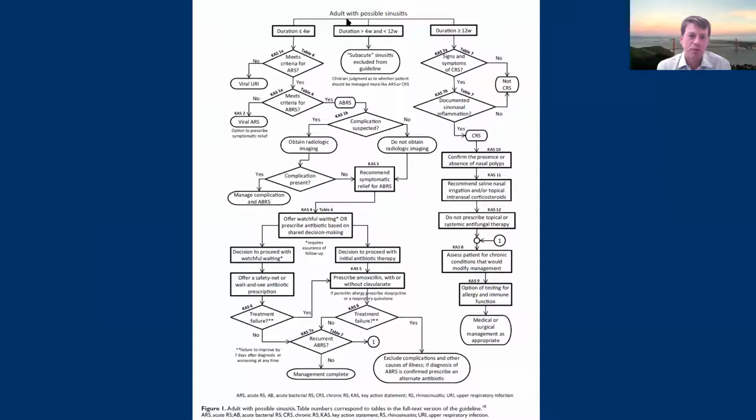These are patients with possible sinusitis. You can see the duration up top, less than 4 weeks here. So those are acute sinusitis. Here's this subacute group that we rarely talk about and is generally not particularly clinically relevant. And it's over on the far side here that we see the category for patients with chronic sinusitis.